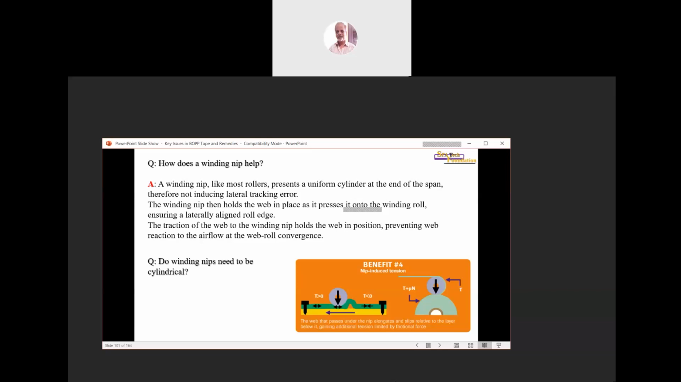Do winding nips need to be cylindrical? Yes, winding nips should be true cylinders. Here is a picture of center surface winding with a driven pressure roll, or driven nip roll, and how it helps in removing the entrapped air.